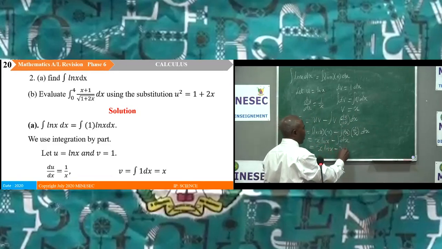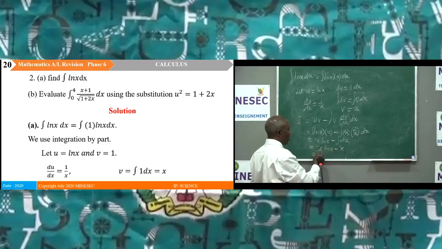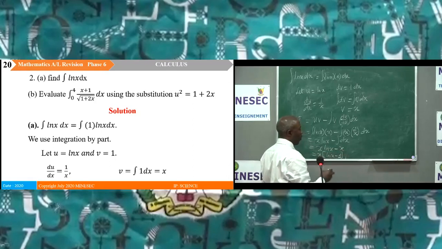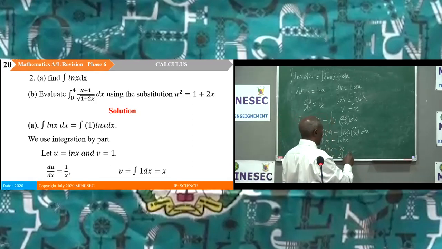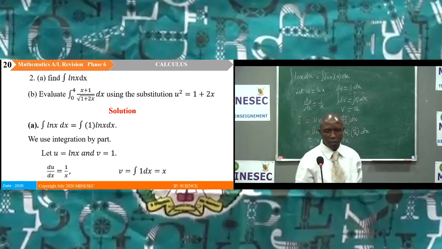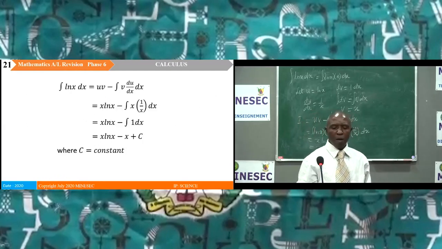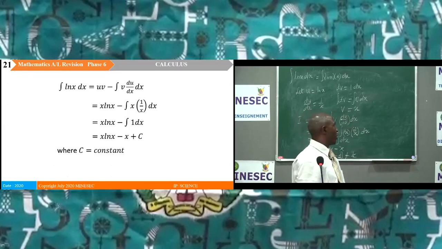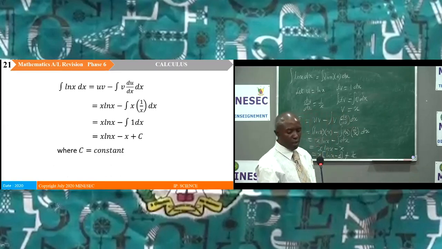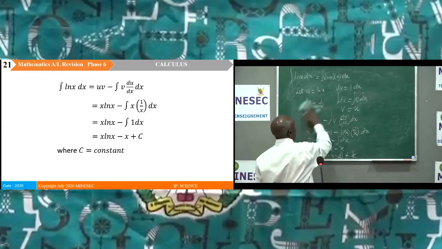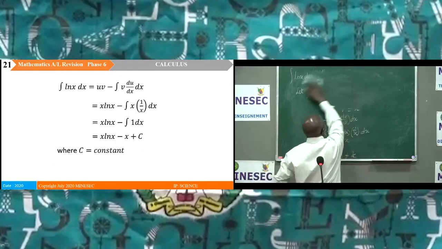ln x minus x, which can be expressed as x into the ln x minus 1 in the factor of x, plus our constant of integration, where c is the constant of integration. Either use c or use k. And we move on to the next part of the question.